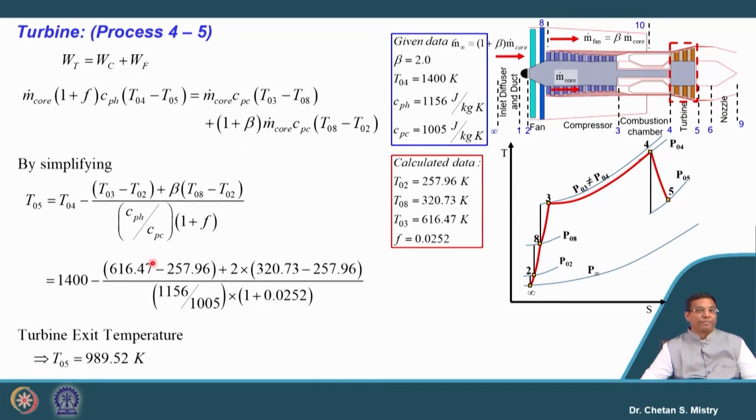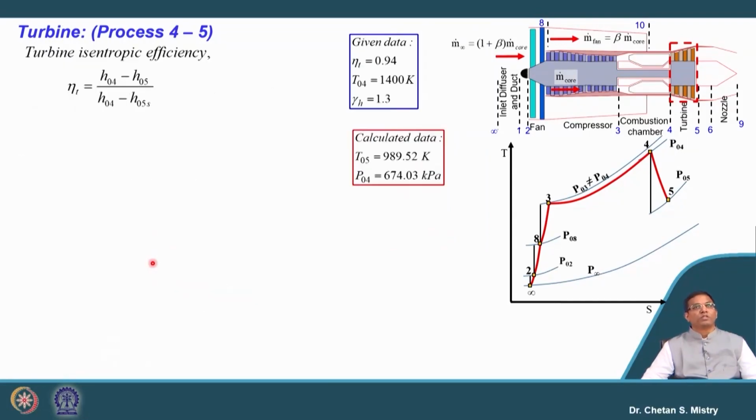989.52 Kelvin. This mass balance, energy balance, work balance, these terminologies are very important. Okay. If you make a mistake, then there is a high chance that we will go into soup. So, be careful about this formulation.